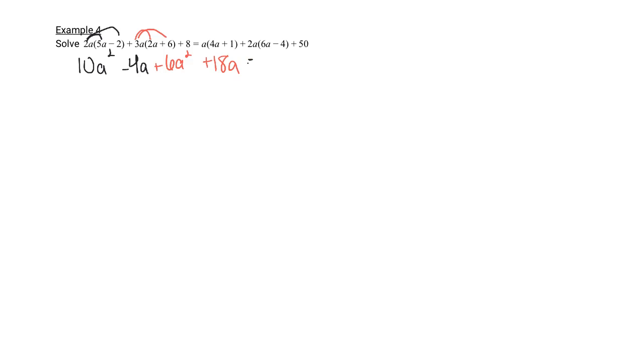Can't forget about the equals. It has to stay there. A times 4a is 4a squared plus a. 2a times 6a is plus 12a squared. 2a times negative 4 is minus 8a. Last but not least, plus 50.